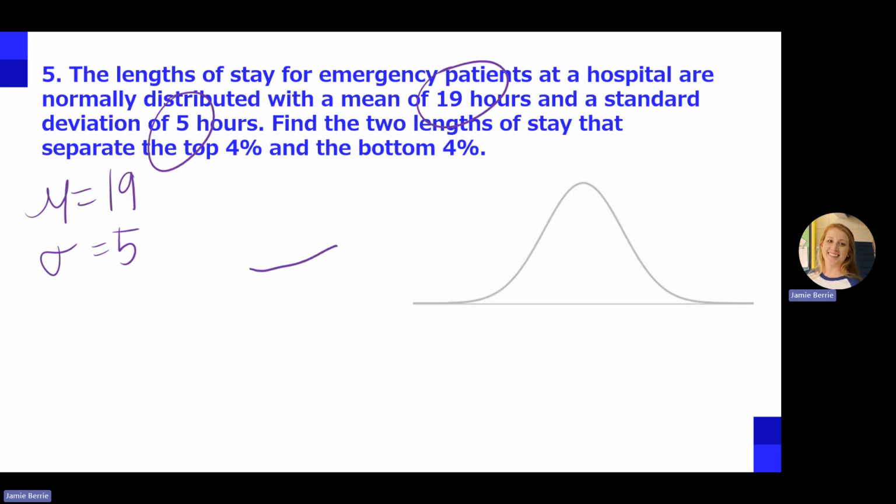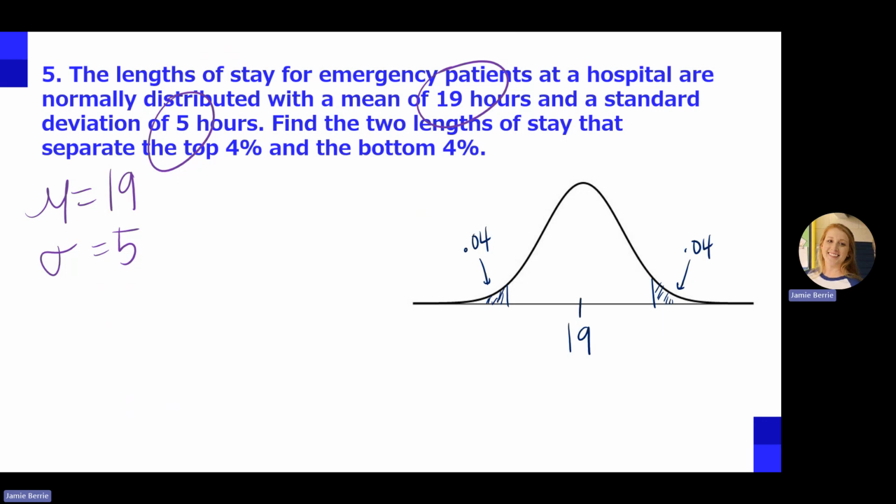All right, so here's a little normal curve. Let's switch to a different color. Okay, so we're going to put our mean in the middle, 19 hours, and we're looking at the top 4% and the bottom 4%. So shade in. This is 4%, this is 4%.